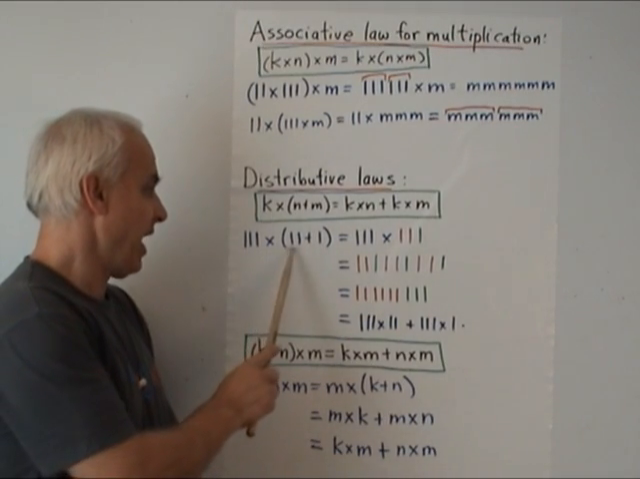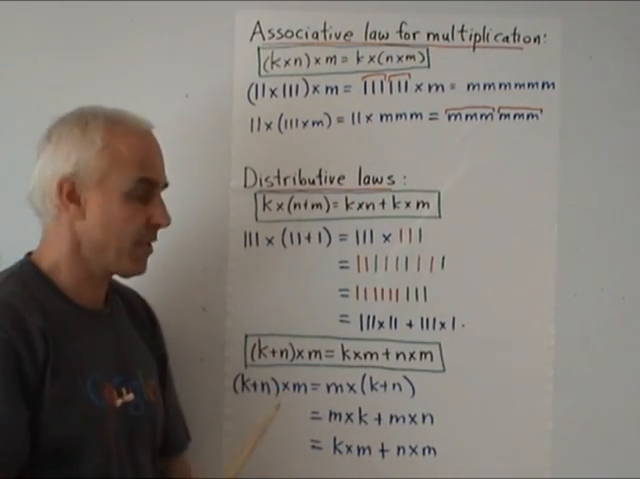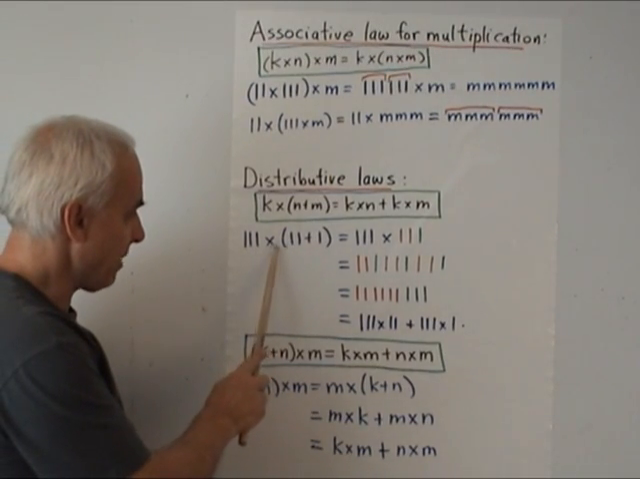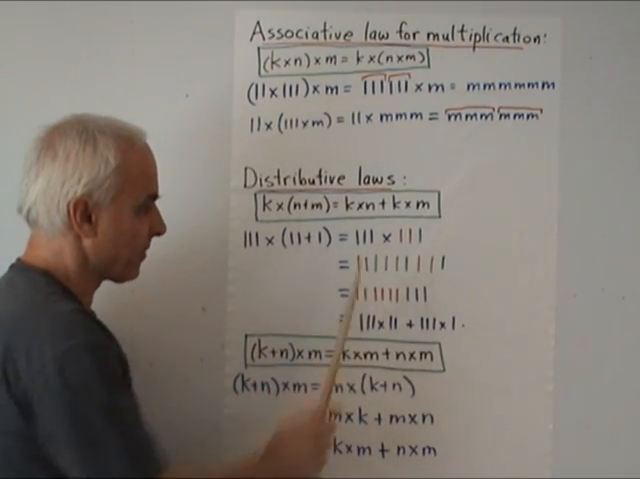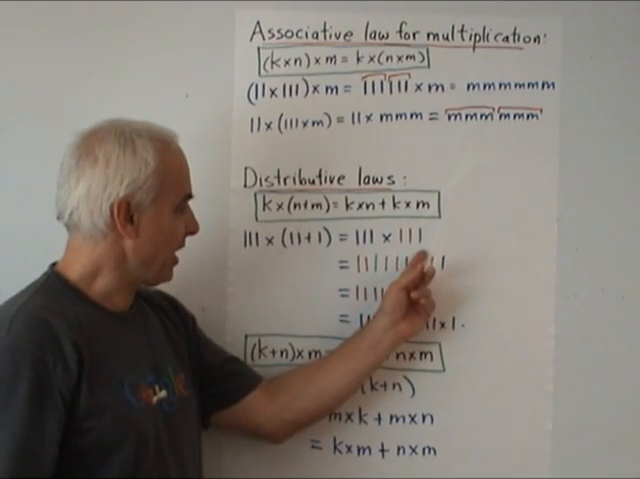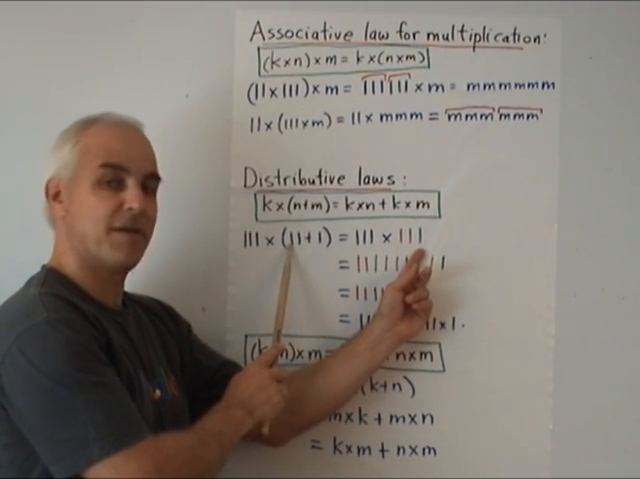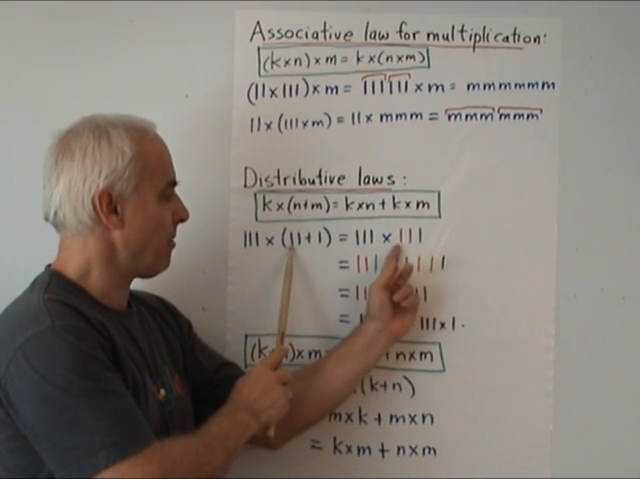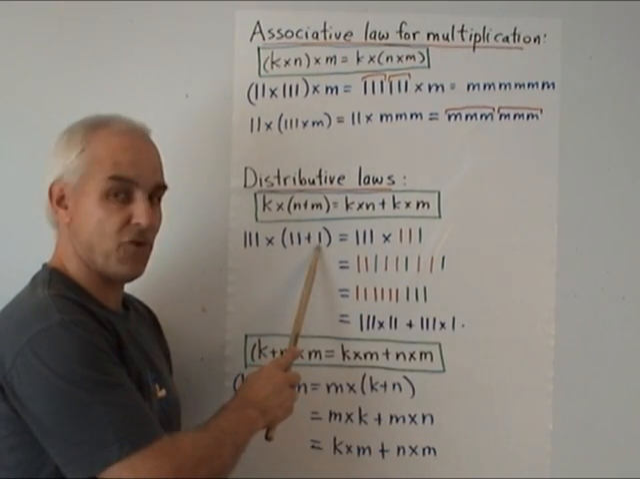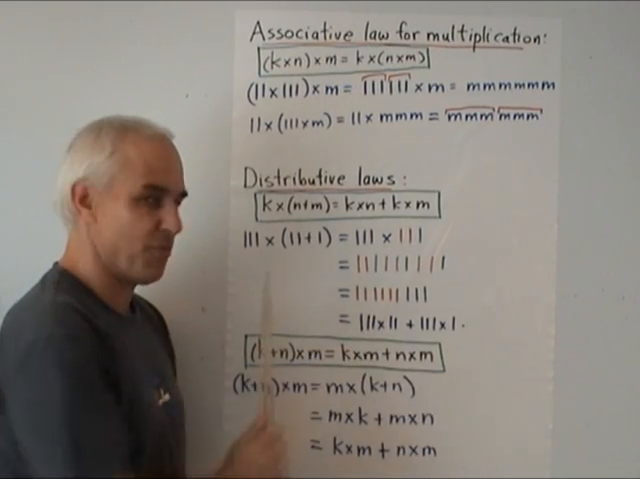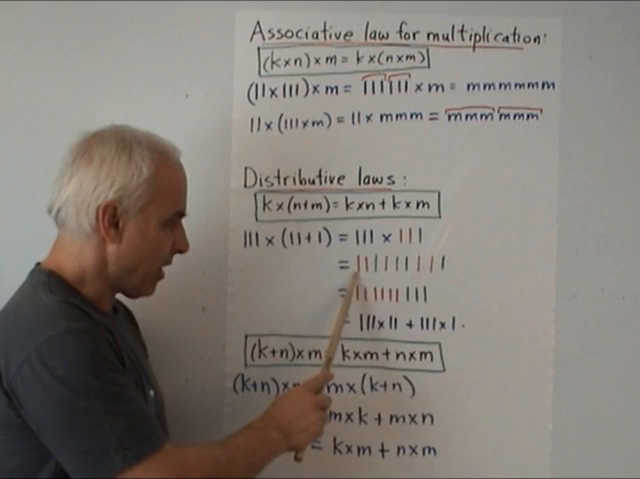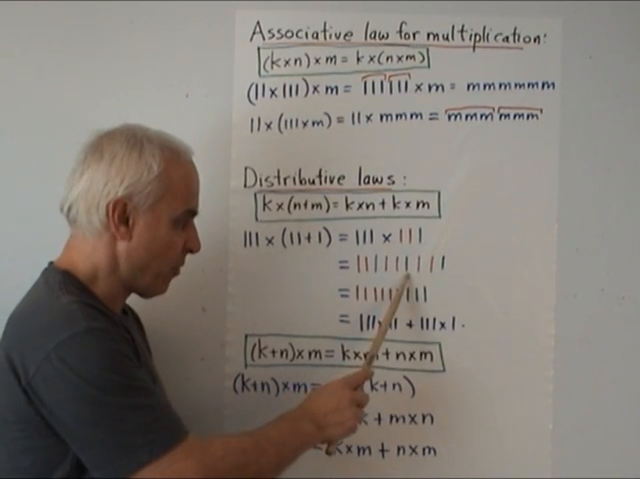Suppose k is 3, n is 2, and m is 1. Then k times (n plus m) will be 3 times, well, this sum is 3. And I've written the 3 in a way that keeps track of where the ones came from. So these two I'll mark in red, and this one in green. So we have 2 red ones and 1 green one. And we're supposed to take 3 times that. So we have one group, another group, another group.